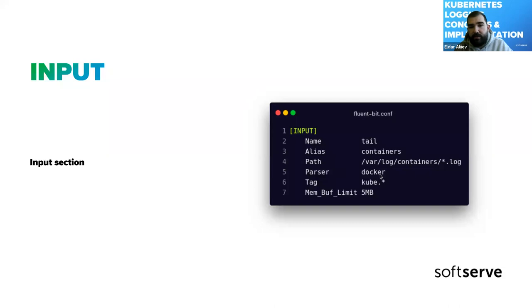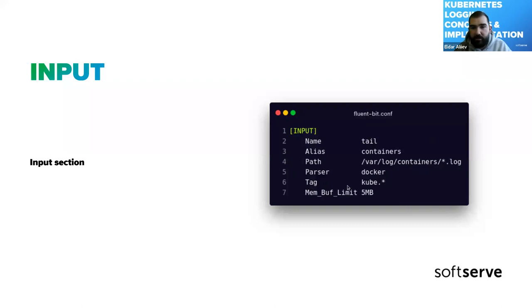The parser defines how the raw data from the log files must be parsed. Fluent-Bit has a set of parsers, and one of them is Docker, because Docker writes the logs in a specific format. This parser will give us the ability to structure the logs from Docker itself, but it's not complete parsing. It's a basic parsing. It will just split the logs into the timestamp, metadata, and so on.